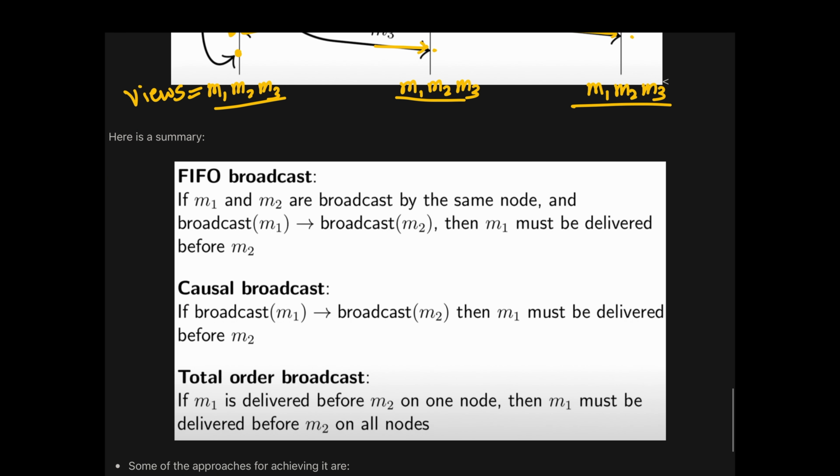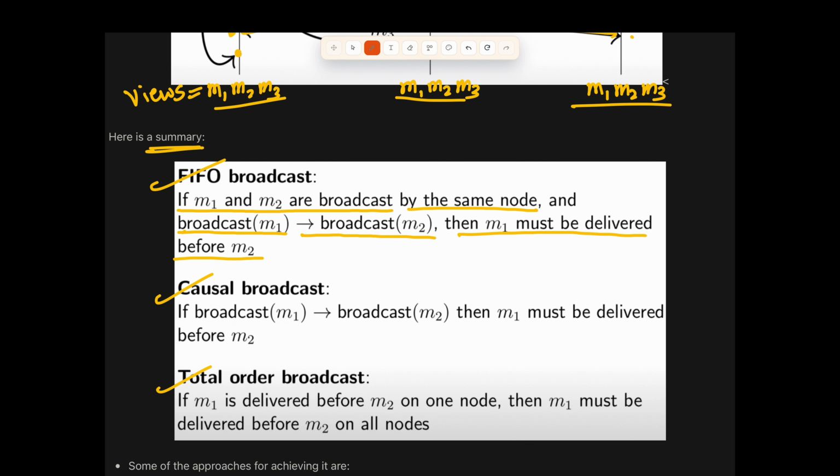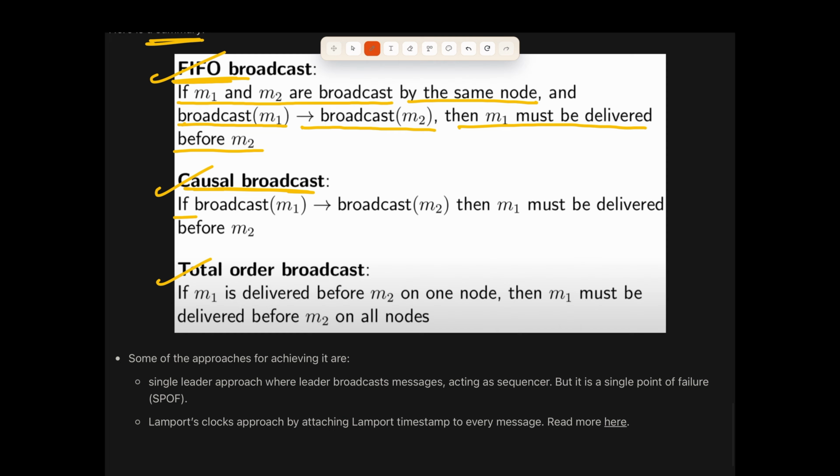So the summary tells us that we discussed three types of broadcast: FIFO, causal and total order broadcast. Let's come to their formal definitions. If M1 and M2 are broadcast by the same node and broadcast of M1 led to broadcast of M2, then M1 must be delivered before M2. This is the guarantee by FIFO broadcast. Causal broadcast tells us that if broadcast of M1 led to broadcast of M2, then M1 must be delivered before M2. Total order broadcast says that if M1 is delivered before M2 on one node, then M1 must be delivered before M2 on all the nodes.